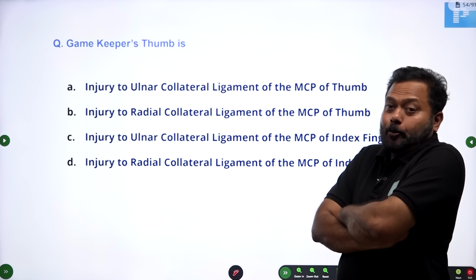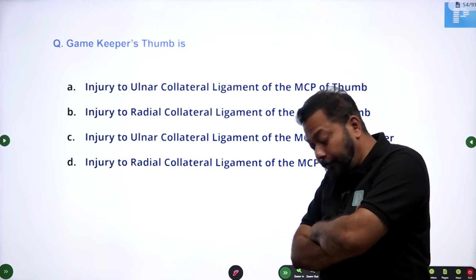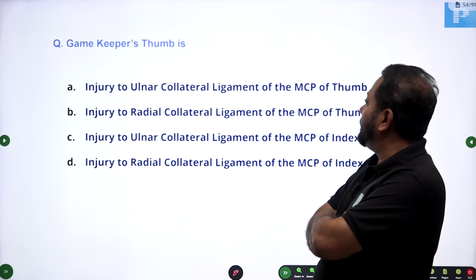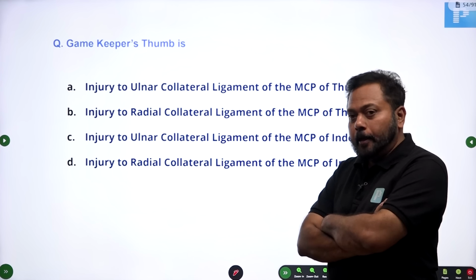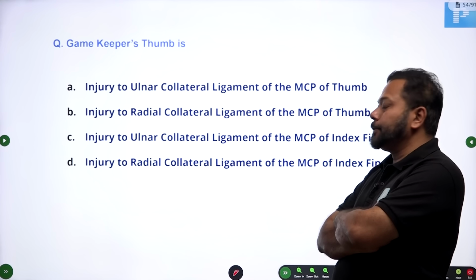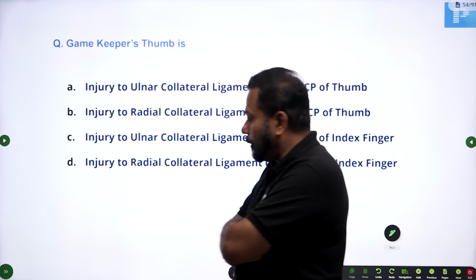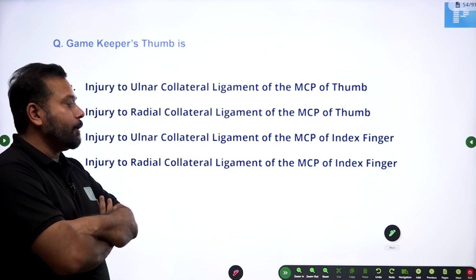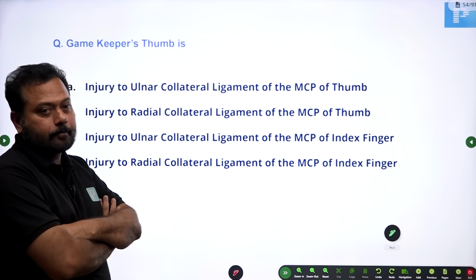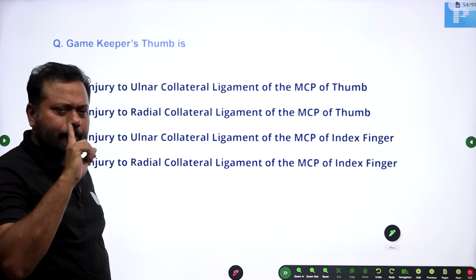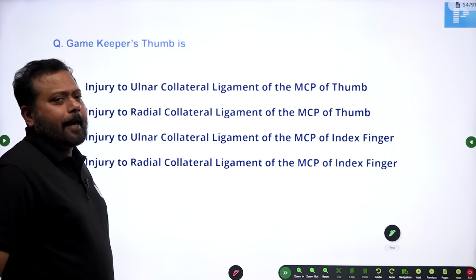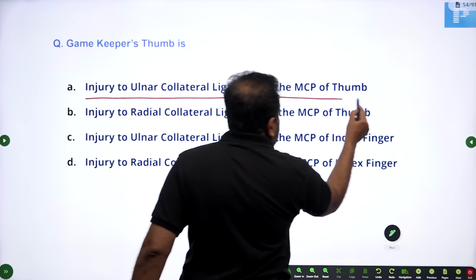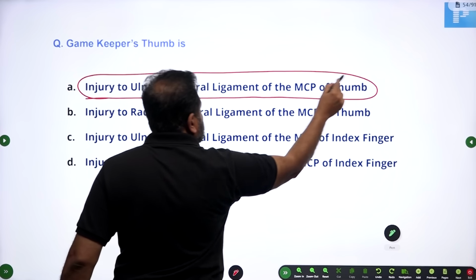Gamekeeper's thumb. Very favorite question of FMGE. Is it injury to the ulnar collateral ligament of the metacarpophalangeal joint of the thumb, injury to the radial collateral ligament of the metacarpophalangeal joint of the thumb, injury to the ulnar collateral ligament of the metacarpophalangeal joint of the index finger, or injury to the radial collateral ligament of the metacarpophalangeal joint of the index finger? By this time you would have guessed, it's a straightforward theory question. Gamekeeper's thumb is nothing but injury to the ulnar collateral ligament of the metacarpophalangeal joint of the thumb. This is the right answer.